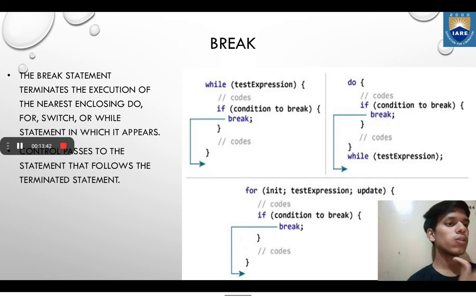Similarly, in a do while loop, the condition is written using an if statement, and after satisfying the condition of the if, it will come out of the loop. And the same case in a for loop.